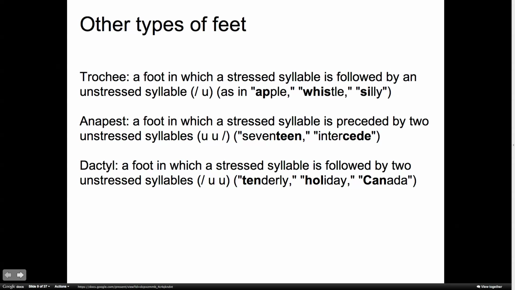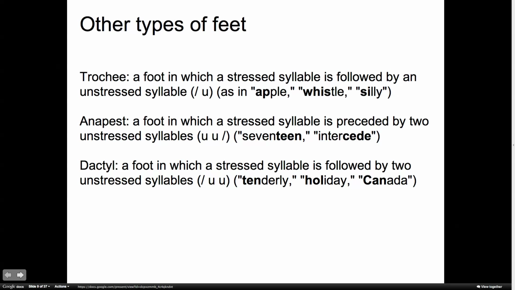There are other types of feet used extensively by 19th century American poets. We've seen a number of examples of them. I'll focus here on the 3 most important. One is the trochee, which is a foot in which a stressed syllable is followed by an unstressed syllable. It's essentially an iamb reversed. I have many examples of it in standard English words like apple, whistle, and silly.